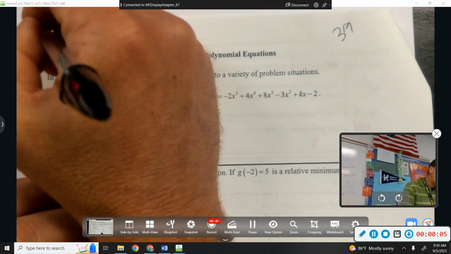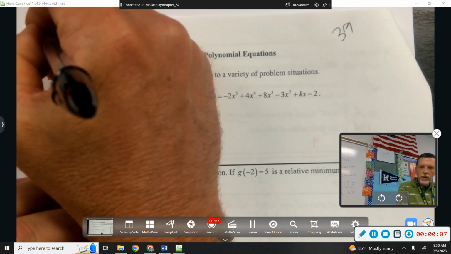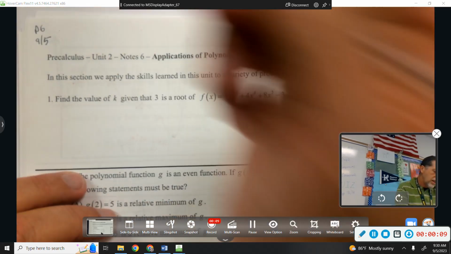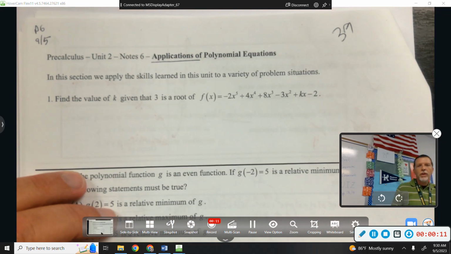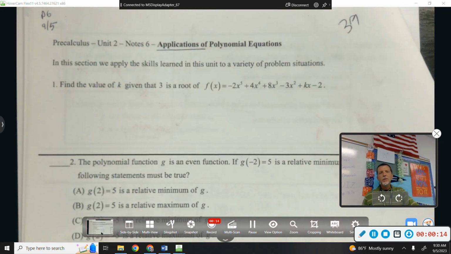So day 6, September 5th, applications of polynomial equations. So really similar to what we did Friday. In fact, there's really nothing new, like concepts to discuss. We're just going to jump in and work some example problems.